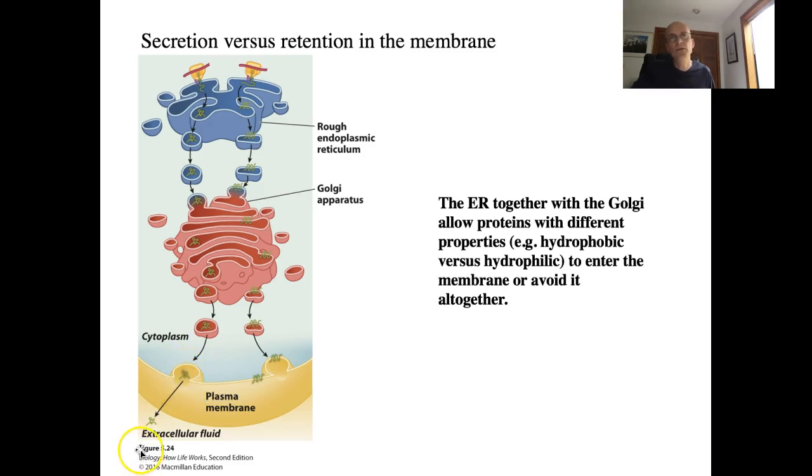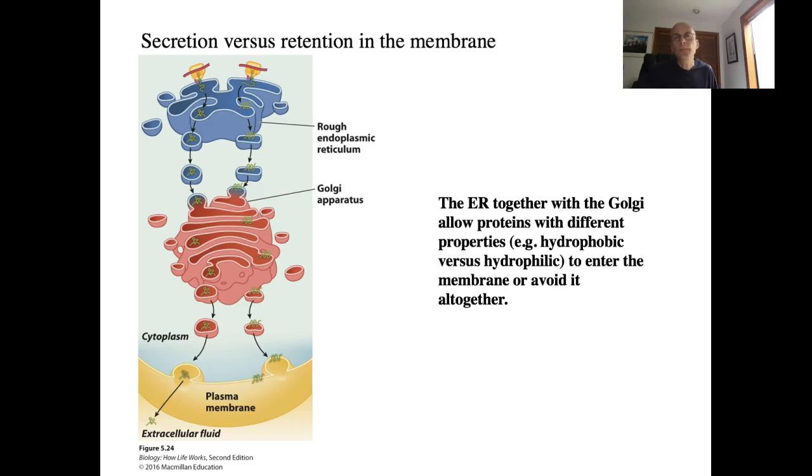into the extracellular fluid. So I say here the ER together with the Golgi allow proteins with different properties, whether they're hydrophobic or hydrophilic, for example, to enter the membrane and or to avoid the membrane altogether. So they don't have to go through a membrane this way if they're too big, for example. All right, so most of that was part of the endomembrane system, different organelles, if you want to call them that, or membrane compartments, as your book calls it.